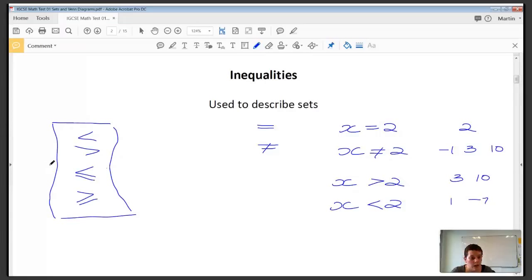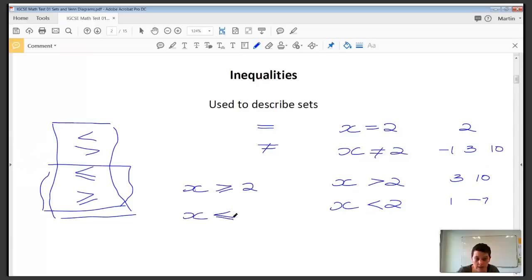So the only other ones are these ones, and you can see how they're like a combination of our crocodile and our equals. Okay, so if we had x is greater than or equal to 2, it means it can be 2 or 3 or 4 or 5 or 6. So it can be anything bigger than 2 or 2 itself. And the same way, if it's pointing the other way, x is less than or equal to 2. So here we can be 2, 1, 0, -1, -2, anything smaller than a 2, and 2 itself.